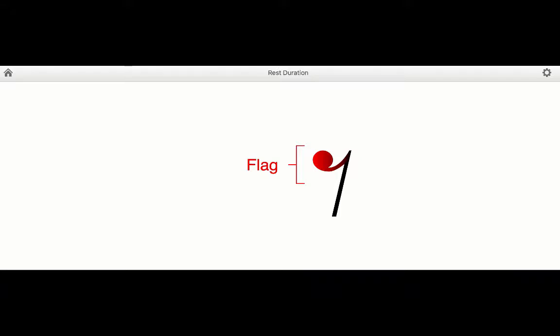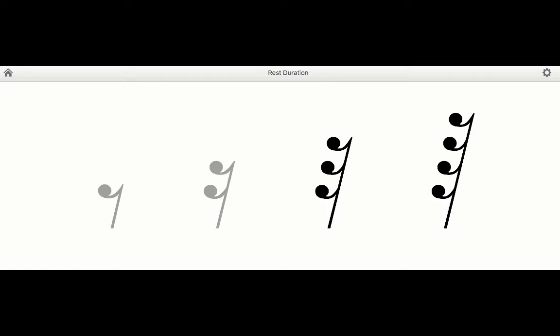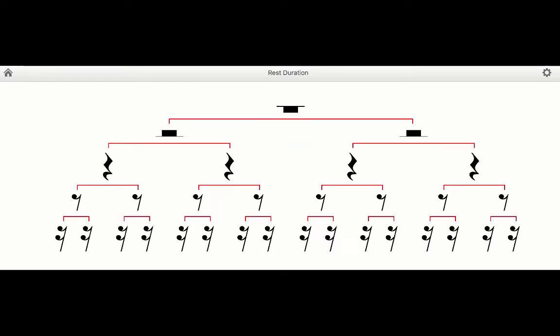Like notes, rests can have flags. With one flag, an 8th rest has the same duration as an 8th note. With 2 flags, a 16th rest has the same duration as a 16th note. Although rarer, rests can even have 3 or more flags. Use this chart as a reference for rest duration.